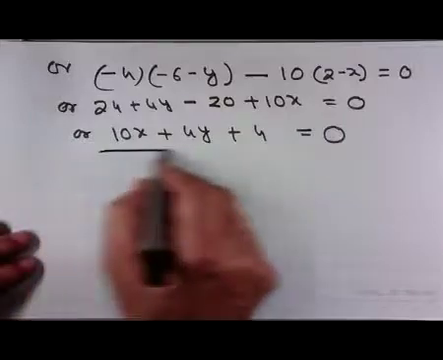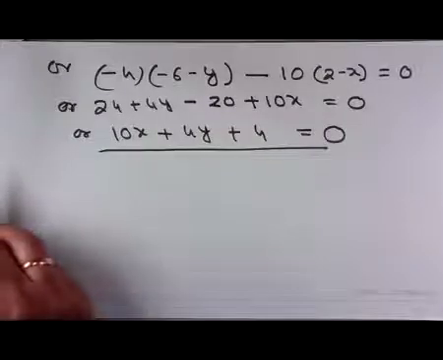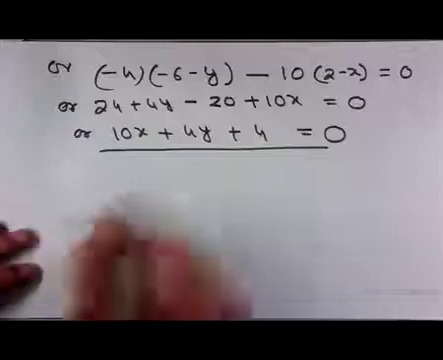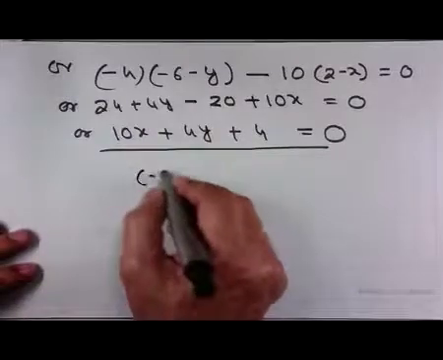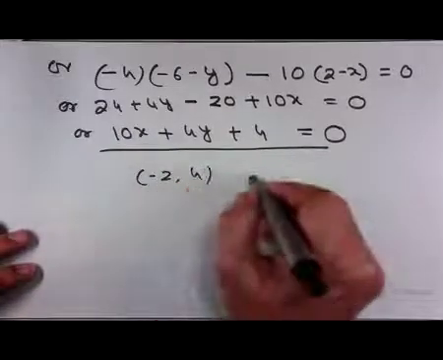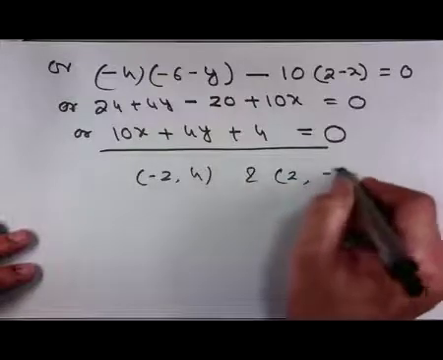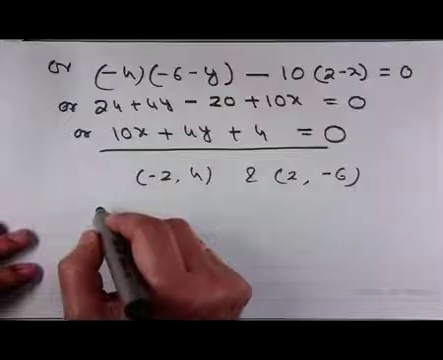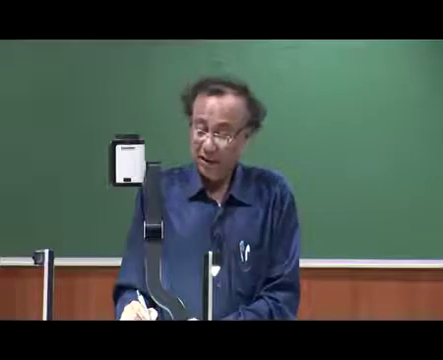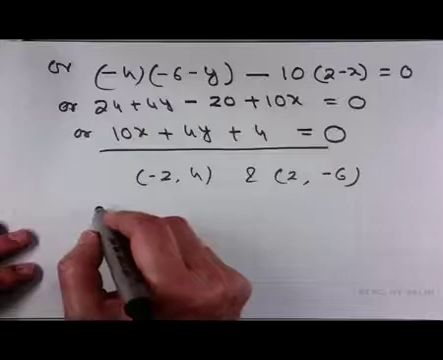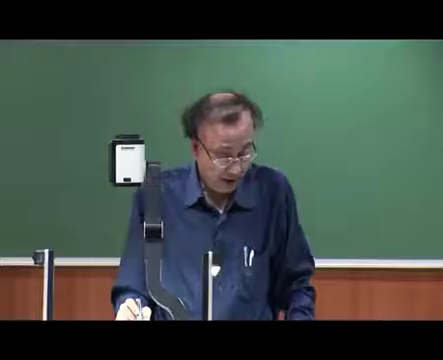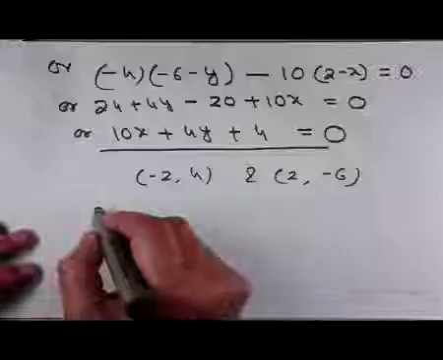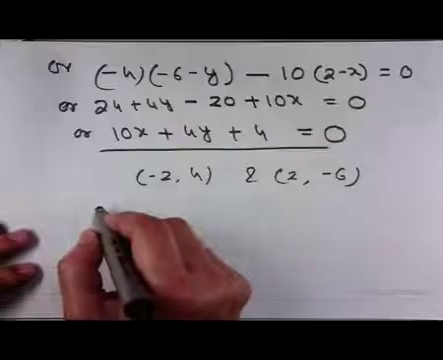Therefore, this is the equation of the line passing through the two given points minus 2 comma 4 and 2 comma minus 6, and this is the same result that we have got after applying our knowledge of coordinate geometry. So, this way also we can compute the equation of a line passing through two given points.